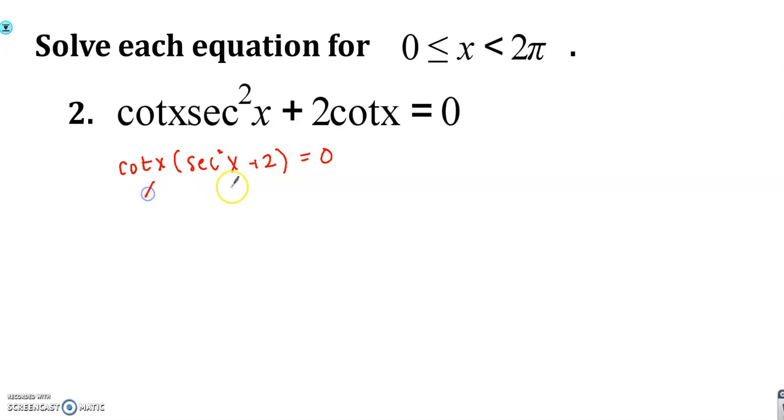And then once I've factored, I can set each factor equal to 0. So cotangent of x equals 0, and secant squared of x is going to equal -2. Okay. So on this one, I'd have to square root both sides, but that's going to be imaginary. Remember, we don't have any imaginary solutions in trig equations. So I'm not going to get any answers from this secant equation.